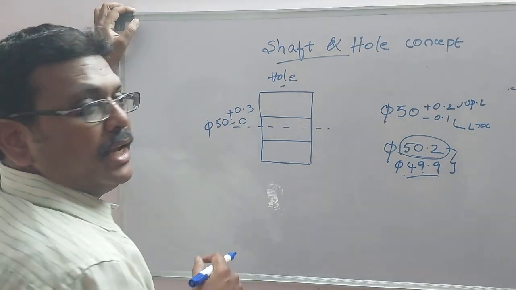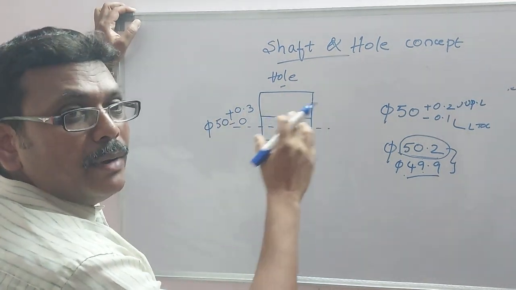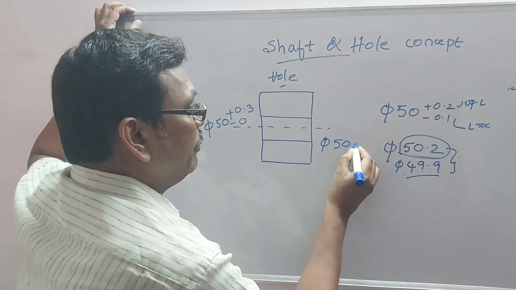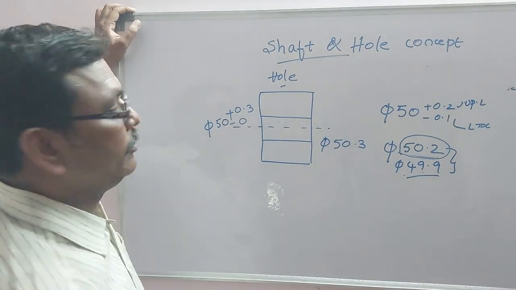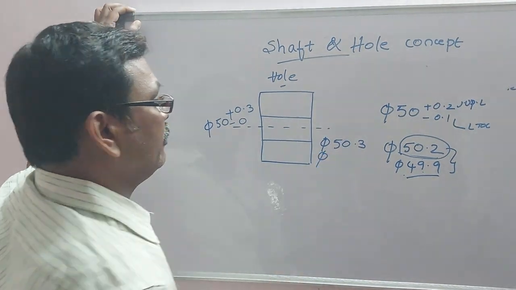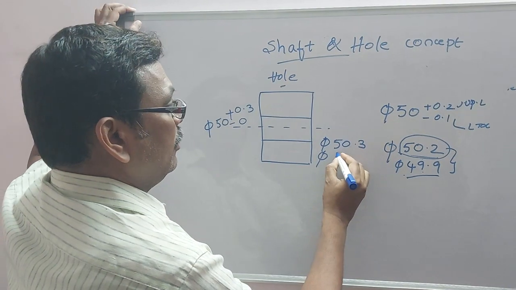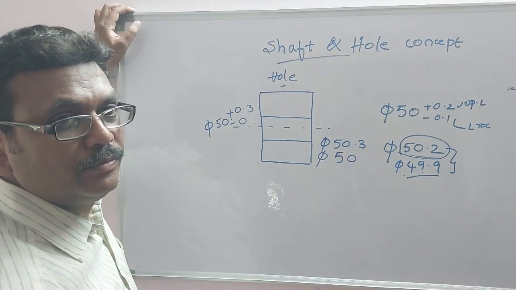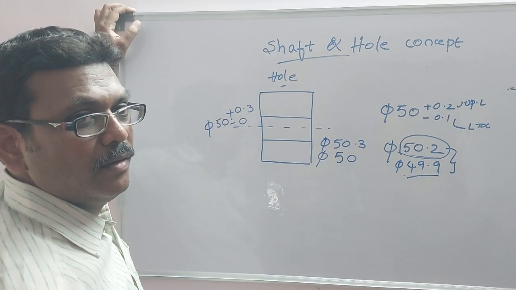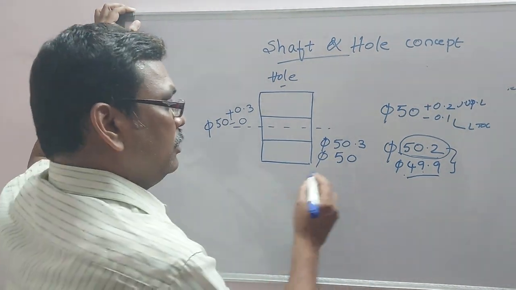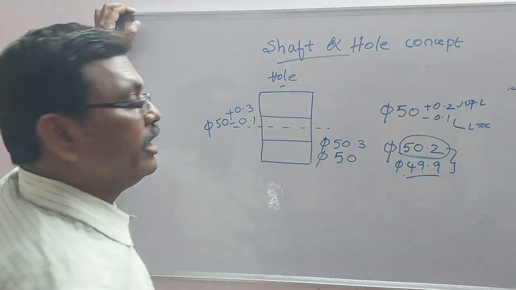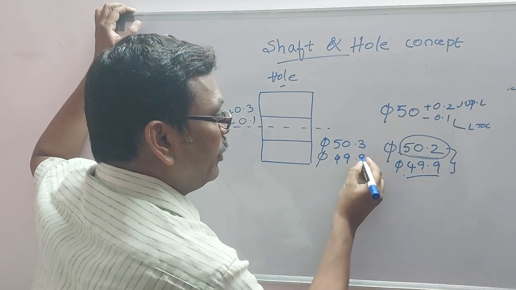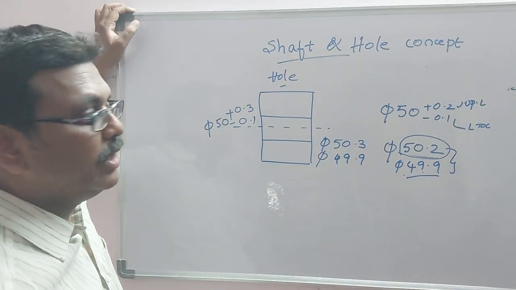Okay, so in this case the maximum diameter of the hole will be 50.3 and the minimum diameter will be 50. Or it's up to us. If you keep 0.1 here, the minimum will be 49.9. So it will be a tight fit.